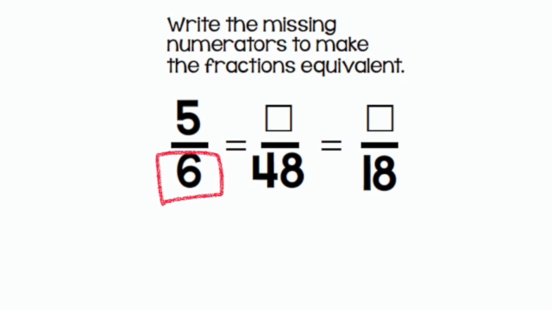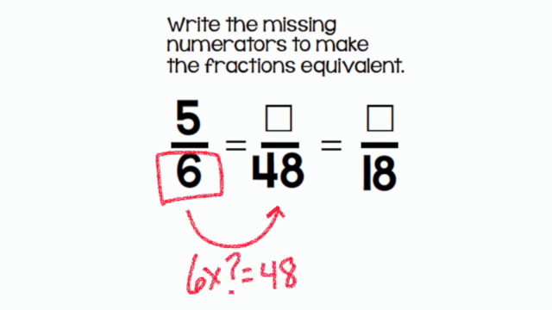If we look at 6, 48, and 18, we see that they are all multiples of 6. So since they're all multiples of 6, we need to figure out how do we go from 6 to 48. 6 times what equals 48? Once we find that missing number, we can multiply the numerator, or the top number, by that same digit.